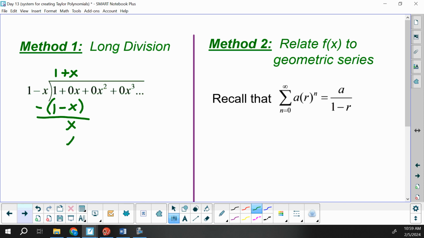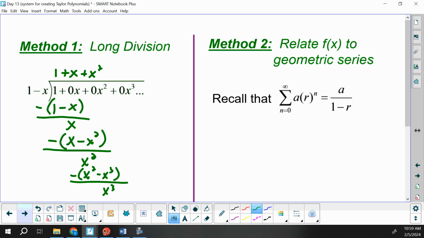So that would be a plus x. When we multiply through, we'd get x minus x squared. We'll subtract. The x's wipe out. With the change of signs, we'll get a positive x squared. So then we'd ask ourselves, what times 1 gives us x squared, which would be x squared. This will give us x squared minus x cubed with a minus. This will give us x cubed here. And it would keep going on. We would have x cubed and so on after that. So that's a polynomial that represents 1 over 1 minus x.